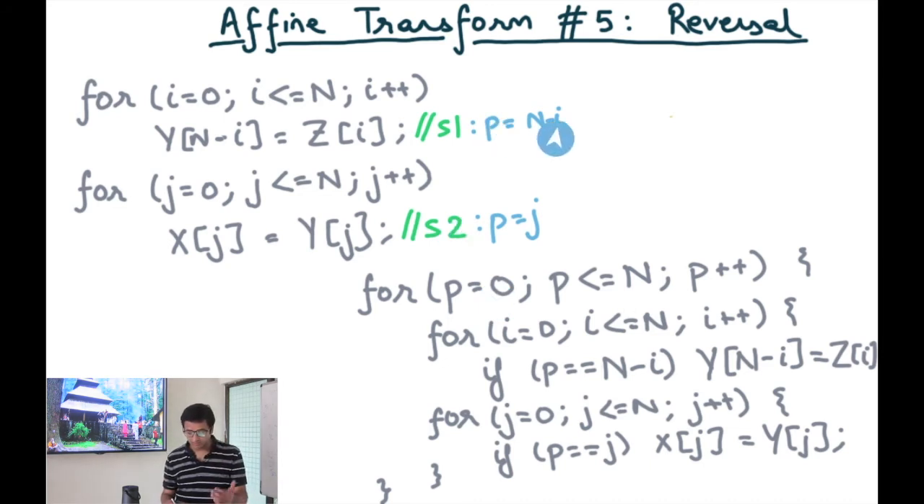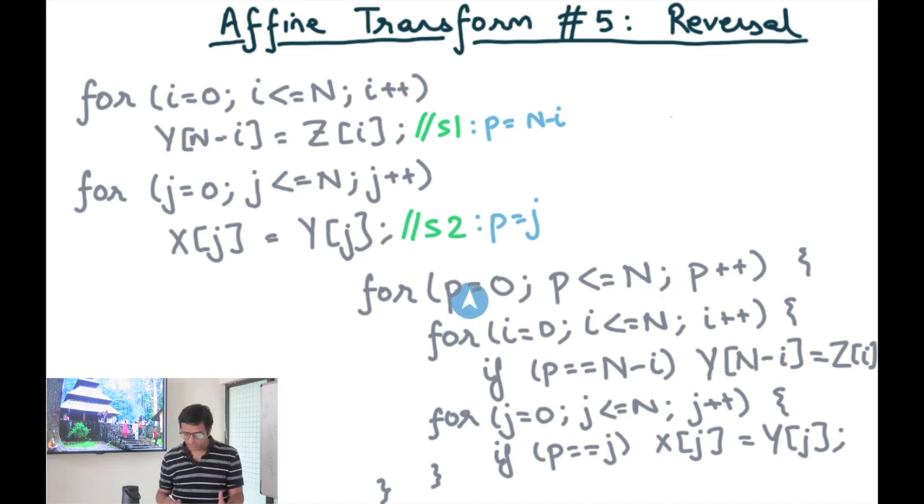notice that the lower bound is 0 because both S1 and S2 mappings, given that i's maximum value is capital N, the p's minimum value will be capital N minus capital N, that's 0. And p equals j is just because j's minimum value is 0, so p's minimum value will be 0. So the lower bound is 0. Similarly, you can check for yourself that the upper bound for p is going to be capital N.